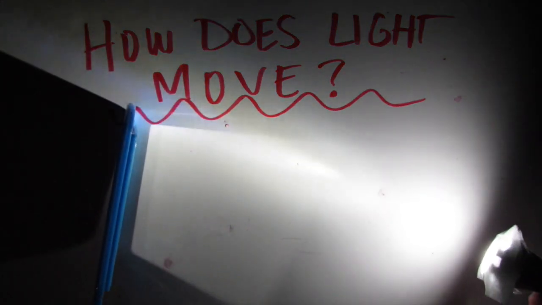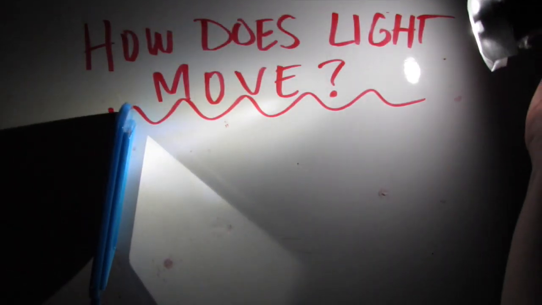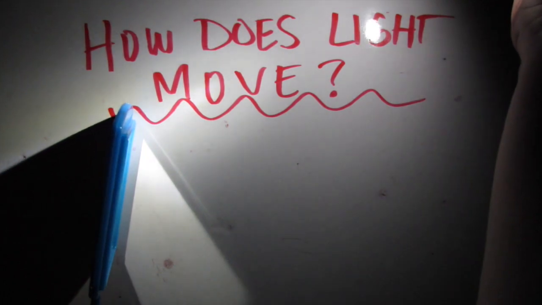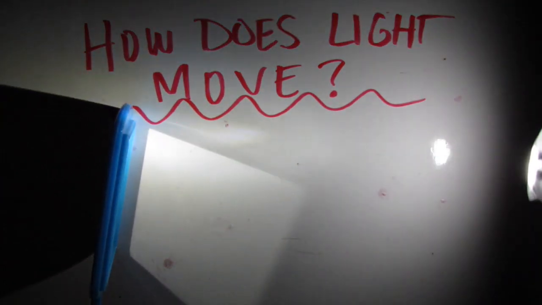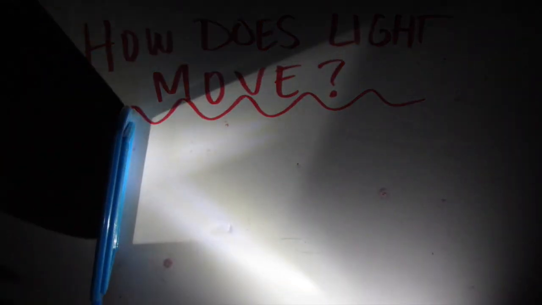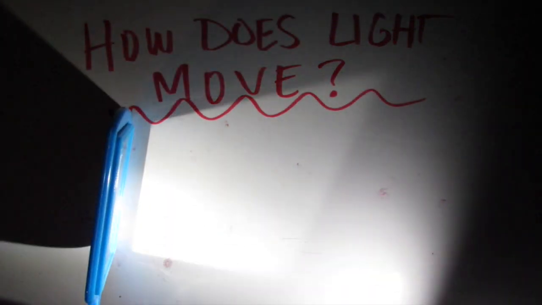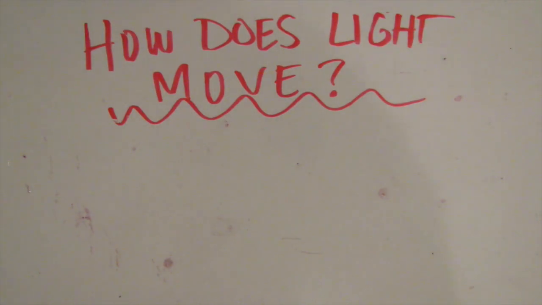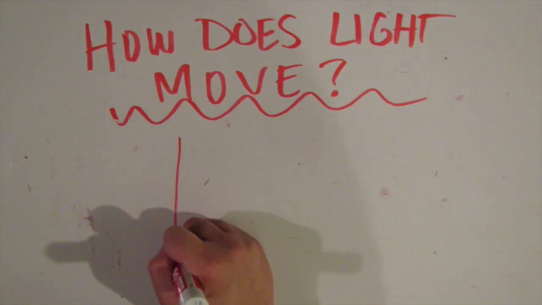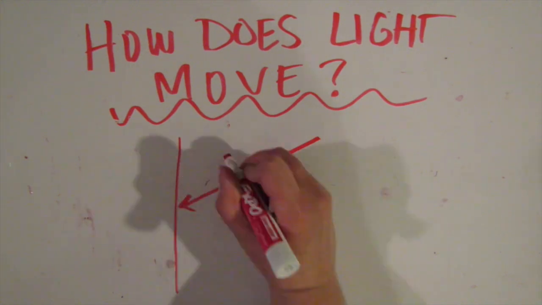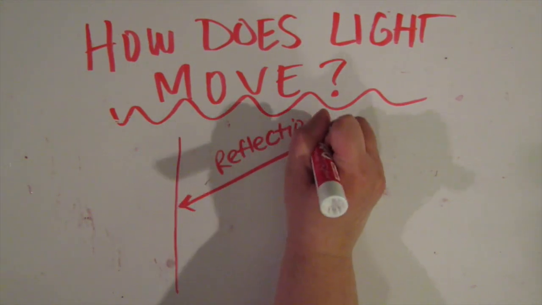If I shine it head on, the light comes right back in the same direction. But if I move the flashlight up, the light goes down. And if I move the flashlight down, the light goes up. This phenomenon is known as reflection. Reflection is when light bounces off an object. The easiest way to see this is looking through a mirror.